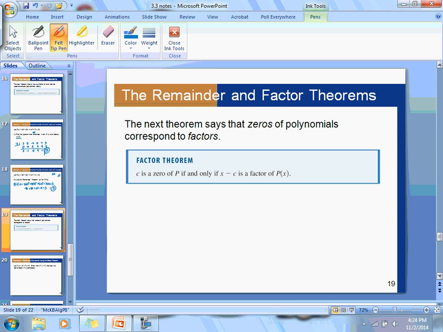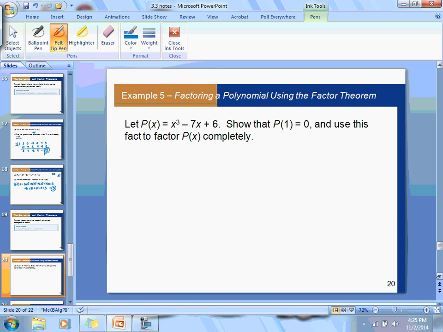Okay, so the last concept we're going to talk about is the factor theorem. Now, when you do synthetic division, when you divide a polynomial by a binomial, and you get a remainder of 0, that tells you that what you were dividing by, that binomial, is a factor of the original polynomial. Okay, so we're going to prove that here.